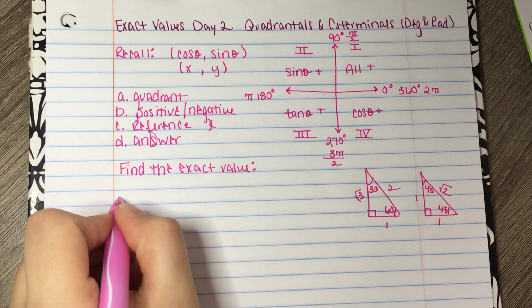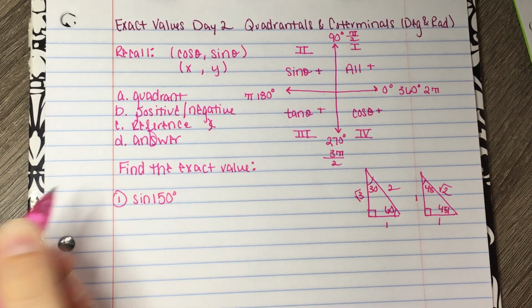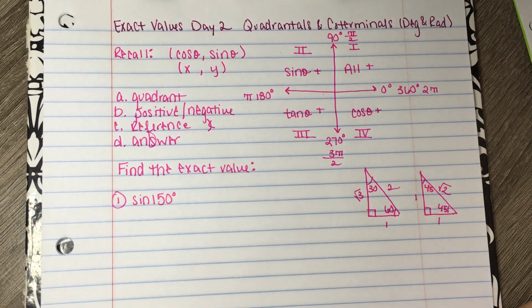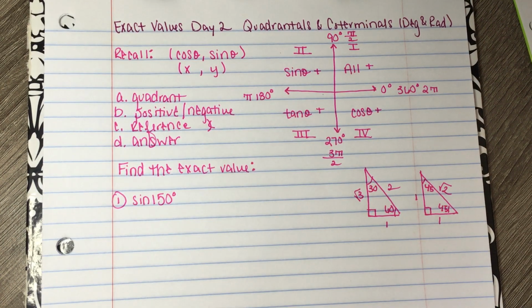We're going to start off with this first one here, and we're going to do sine of 150 degrees. Now, I'm going to use this process, but I'm not going to list out A, B, C, and D. Instead, I'm just going to save some space and show you how you can do it a little bit shorthand, but I still want to see all the work that I'm going to show here.